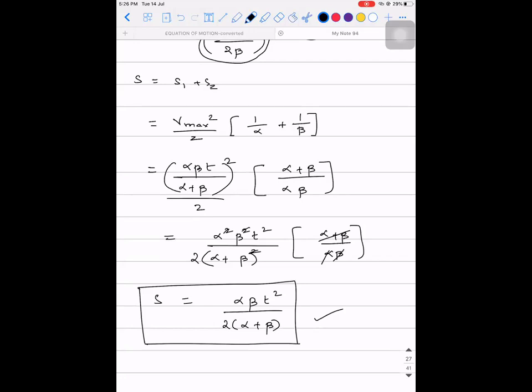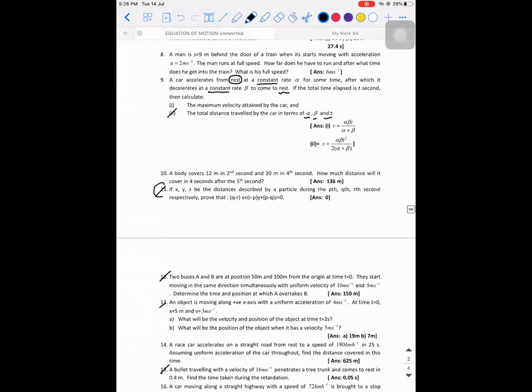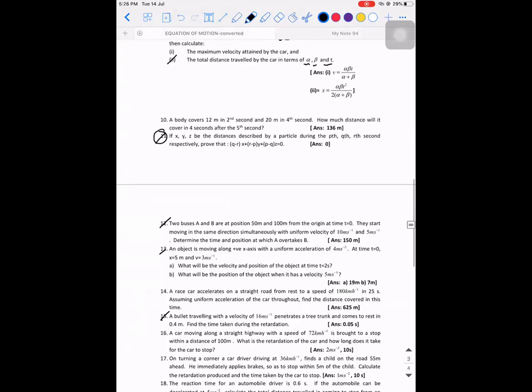Yes, sir. See, the 11th one I'll do at the end because it involves a little bit of mathematics. Okay. I'll do the 12th one. How to do the 12th one? Tell me.